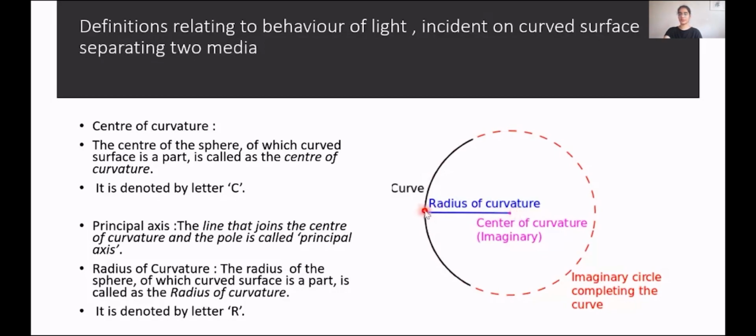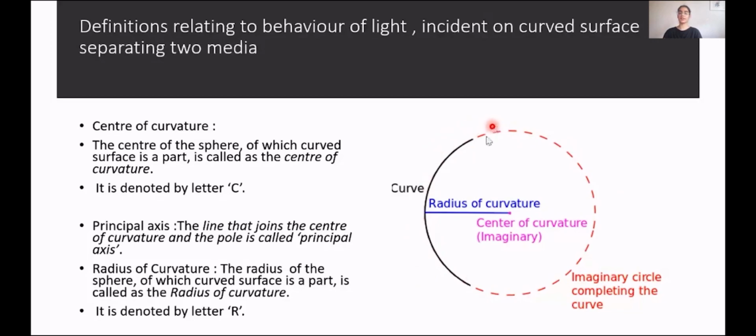So if this was the sphere and this is the radius of curvature of the sphere, then this is also the radius of curvature of the curved surface. This is also going to be the radius of the curved surface which was cut off from this imaginary sphere.